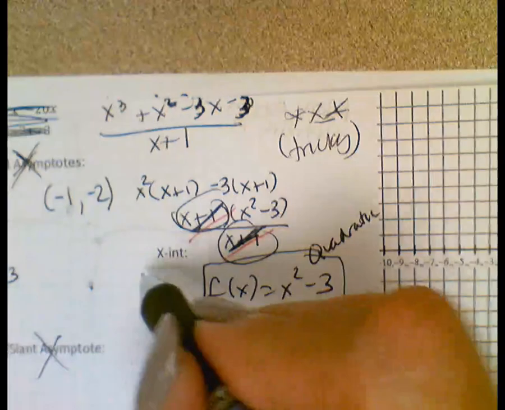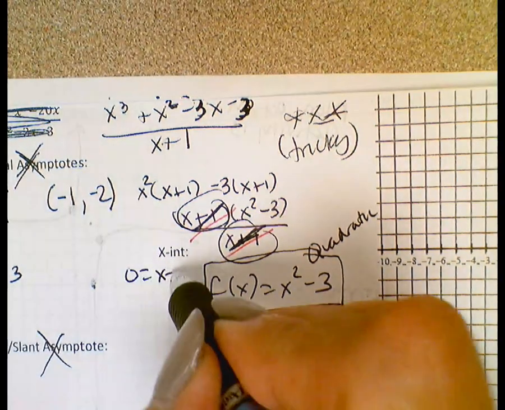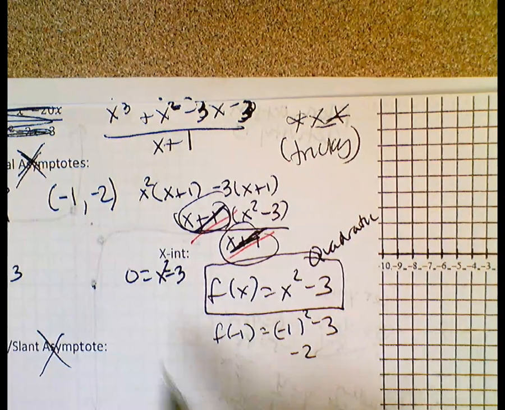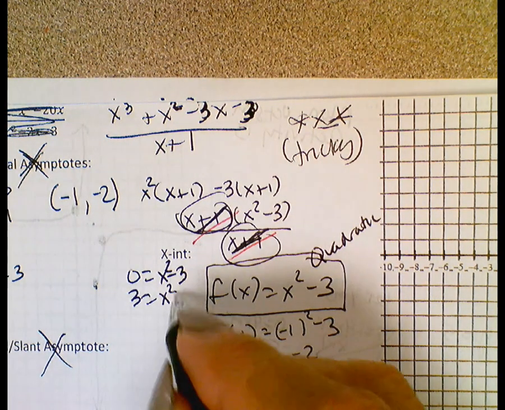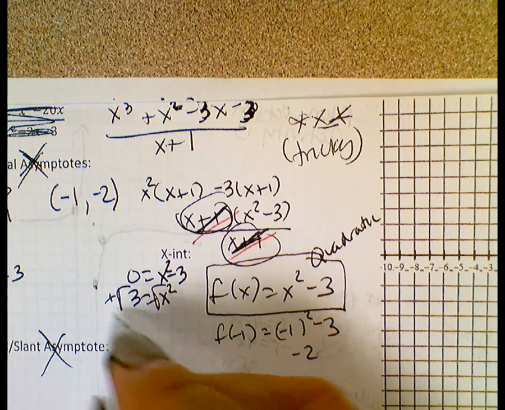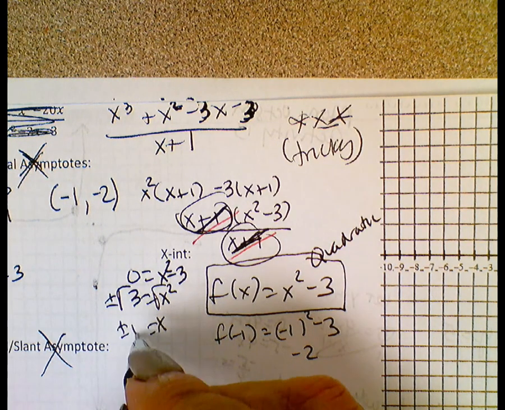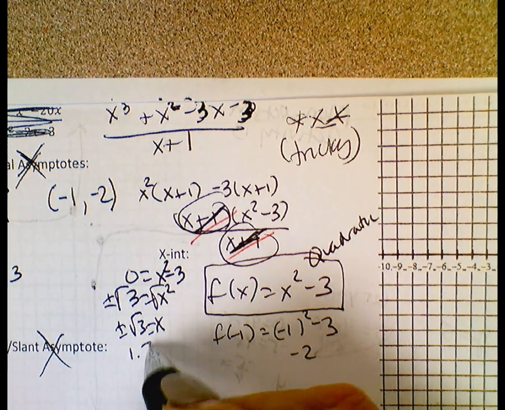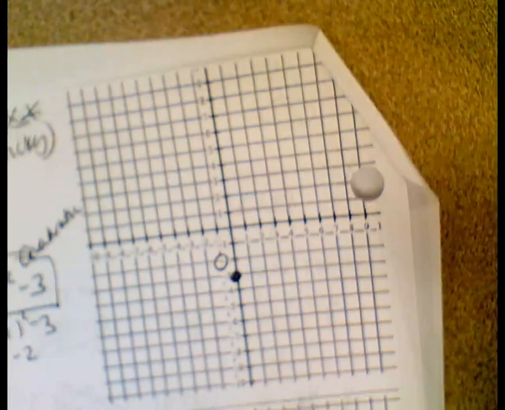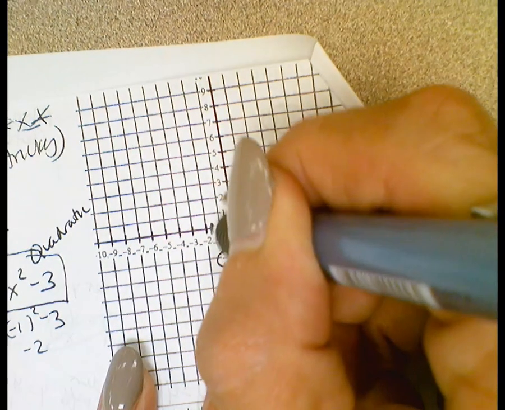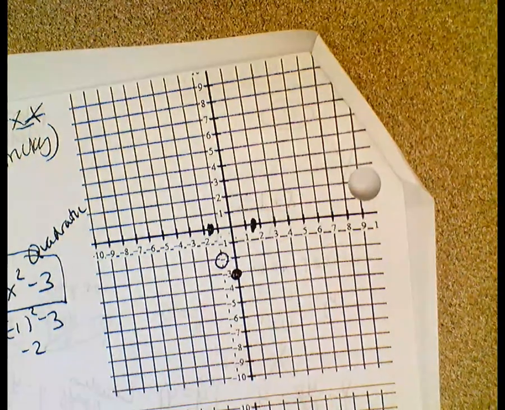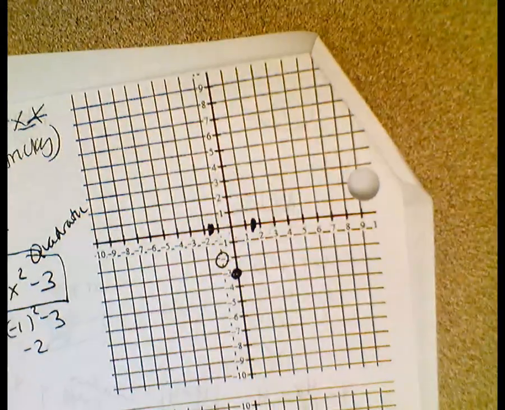X-intercept, you're going to let y equal 0. Looks like that. x squared minus 3 equals 0. So add 3 to the other side. Square root both sides. So x is plus or minus square root of 3, which is about 1.7, plus or minus 1.7. So on the graph, you want to go about 1.7 and negative 1.7. And the rest of this, you can just punch in your calculator.